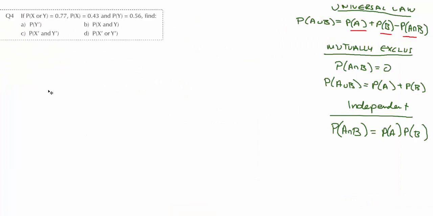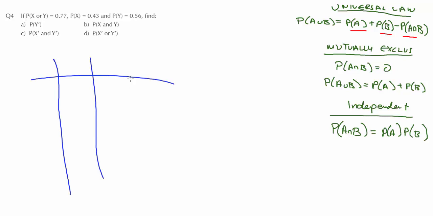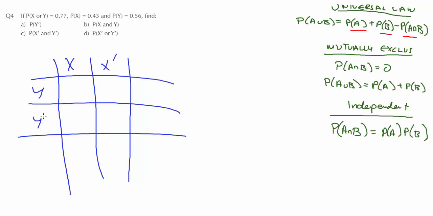Okay, I'm going to my two-way table. Clearly it's X, not X, Y, not Y, total 1. Okay. Probability of X or Y. Now this one doesn't actually tell me much. That just means X or Y involves all the X's and all this one. I just know that those three add up to 0.77, so I'm going to have to keep that there.